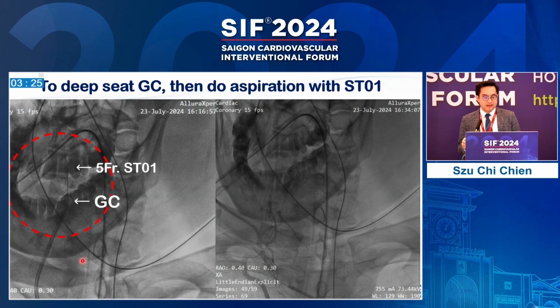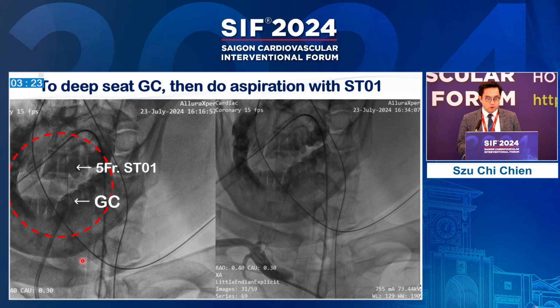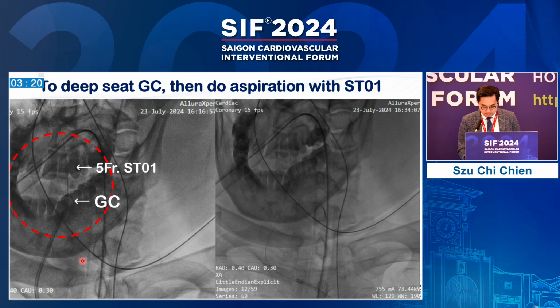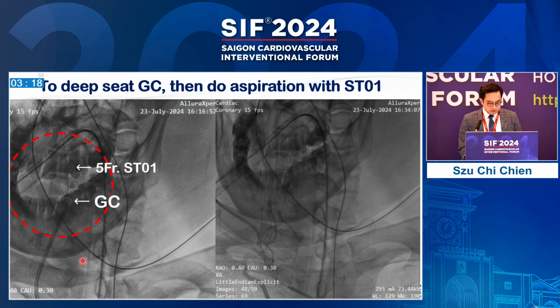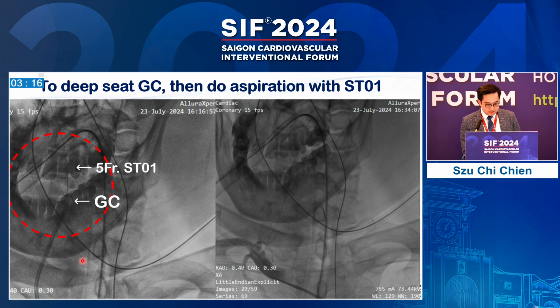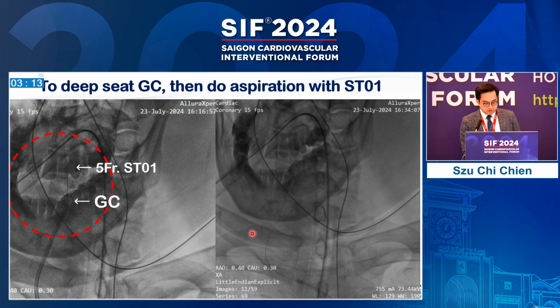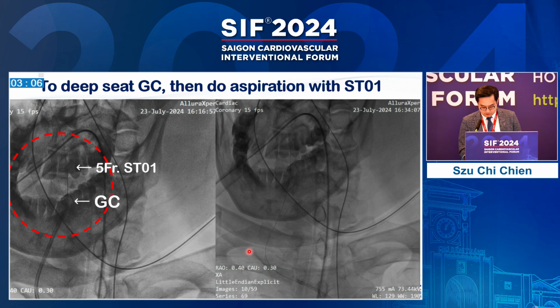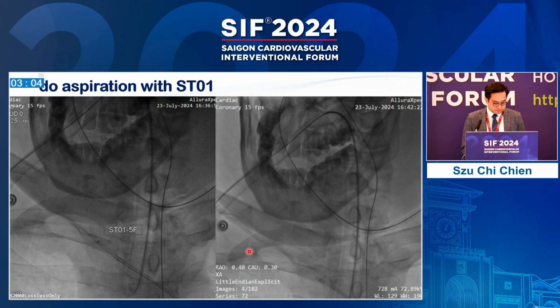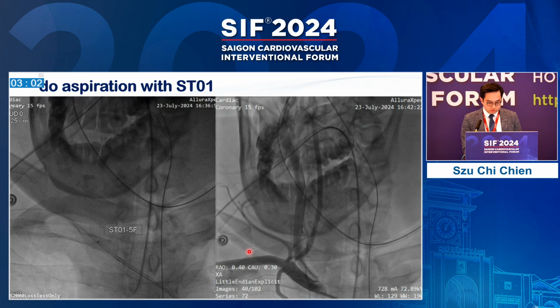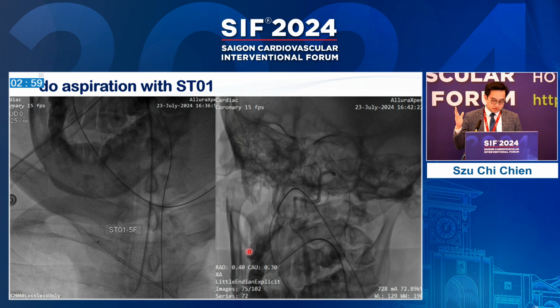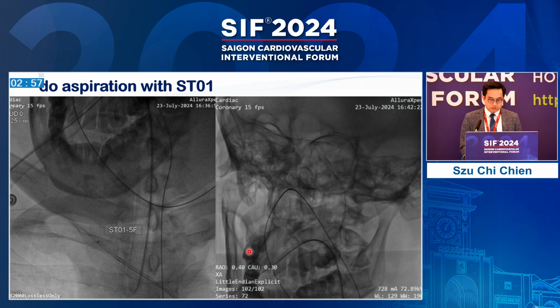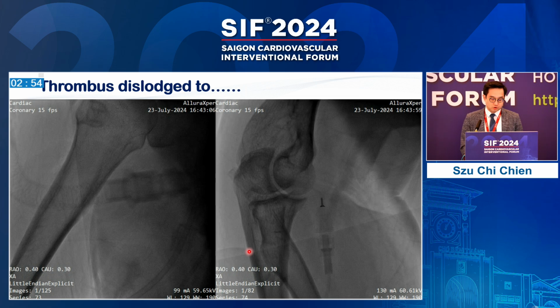So I just connect a 5-French ST01 with the suction system. After that, you can see I draw all the thrombus out, just in the subclavian artery here. So I check the flow. You can see that the flow comes out, all comes out. Something we need to check is whether thrombus may dislodge to the radial artery or something. So I check.